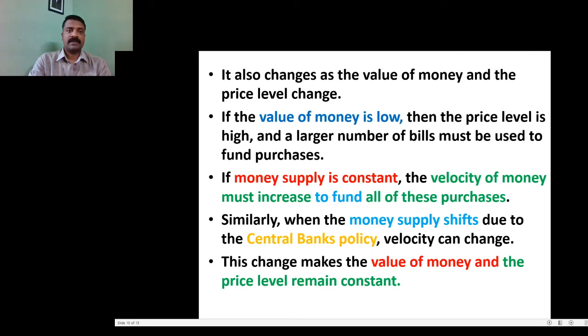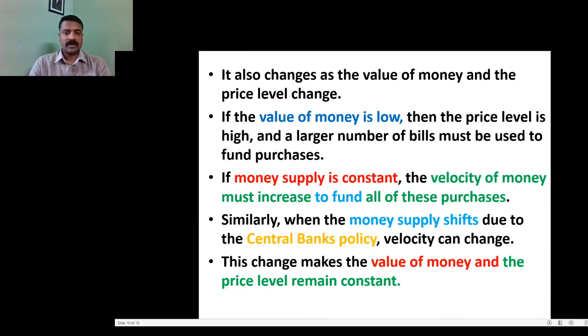The value of money and the price level. If the value of money is low, then the price level is high, and a large number of bills must be used to fund purchases. Okay. നമ്മൾ നേരത്തെ പറഞ്ഞാണ് value of money low എന്ന് പറഞ്ഞു കഴിഞ്ഞാൽ പ്രൈസ് ലെവൽ ഹൈ ആയിരിക്കും. ലാർജ് നമ്പർ ഓഫ് ബിൽസ് മസ്റ്റ് ബി യൂസ്ഡ് ടു ഫണ്ട് പർച്ചേസസ്. കാരണം വാല്യൂ കുറഞ്ഞു കഴിഞ്ഞാൽ നമുക്ക് മണി ഒരുപാട് അത്യാവശ്യമായിട്ട് വരും. ഓക്കെ, നല്ല 100 രൂപ കൊണ്ട് നമുക്ക് ഒരുപാട് പർച്ചേസ് ചെയ്യാൻ പറ്റും. നമുക്ക് മണി എന്ന് പറയുന്നതിന്റെ ഡിമാൻഡ് കുറയാനായിട്ട് സാധ്യതയുണ്ട്.